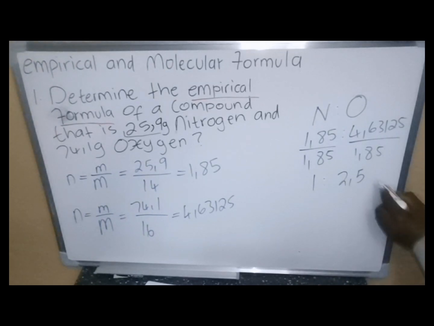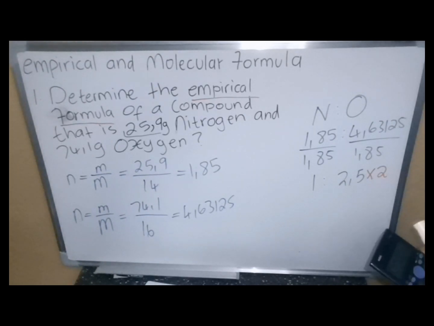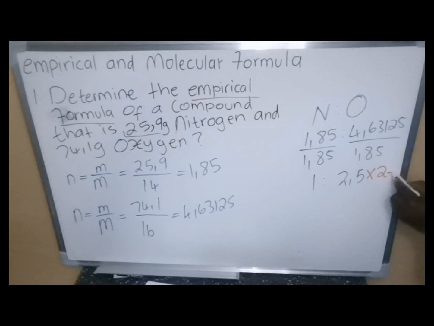Multiplied by 2, and when you multiply the whole value times 2, it must give you a whole number ratio of 5. This is going to be equal to 5. That's how you do it.